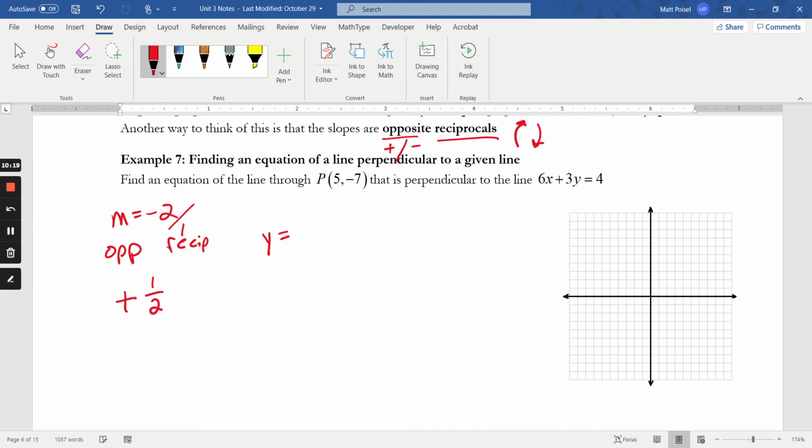I'll go y, I'm sorry, not y equals. Let's see, point slope form. And it doesn't say what form it needs to be in, so that's okay. If we needed to put it somewhere else or something else, we could do that.